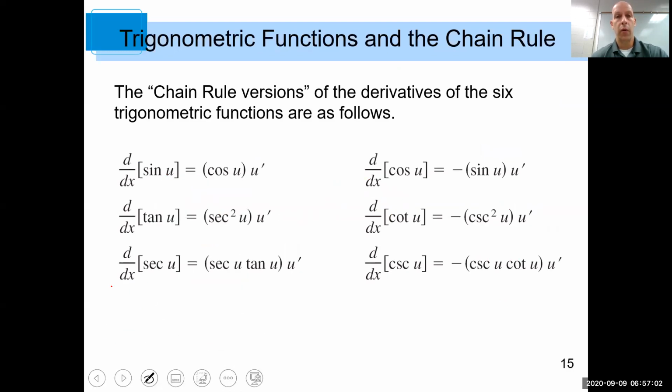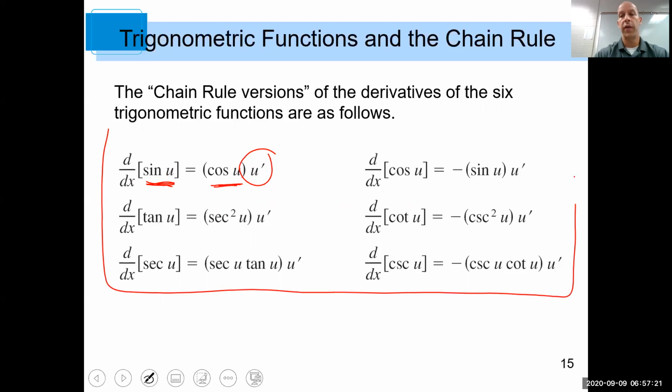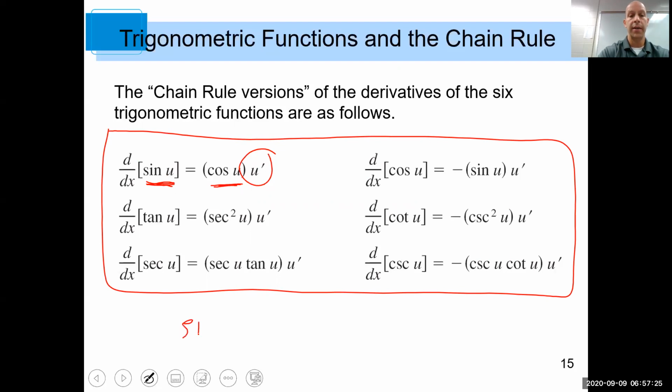I'm going to look at some trig functions in chain rule now. So no big surprise, you know that the derivative of sine x is cosine x. So if I do the chain rule, then it would be the derivative of sine u is cosine u times the derivative of whatever u is. So notice that all these rules for the trig functions are exactly what they were when we were just talking about sine x and all this. It's just now you have the additional u primes on the outside.